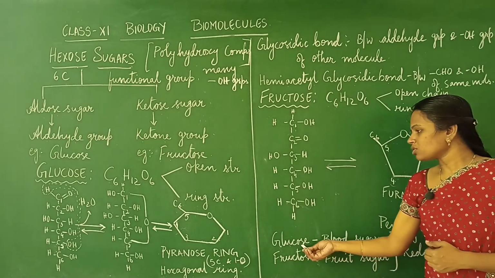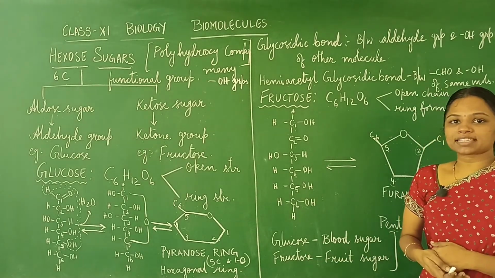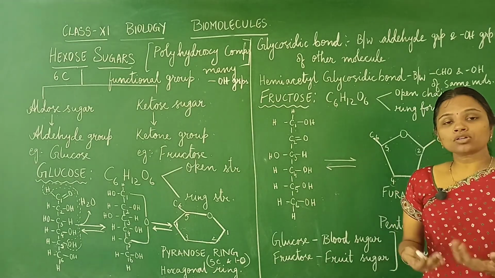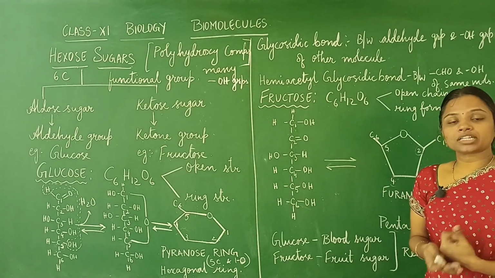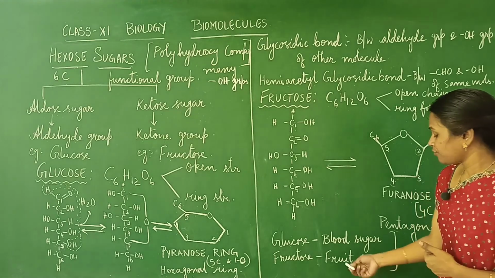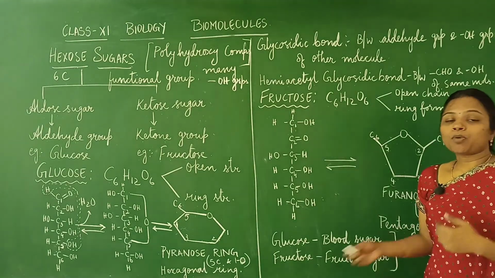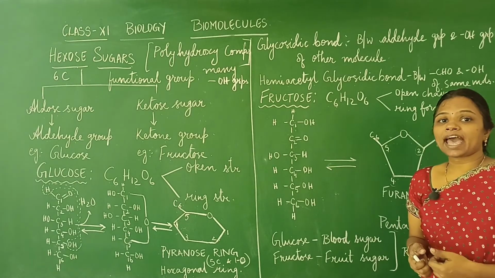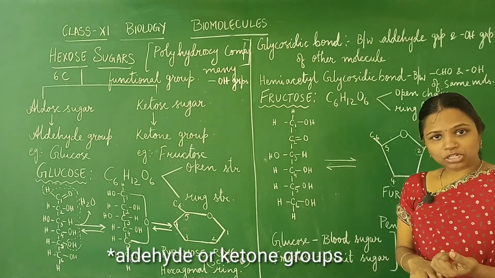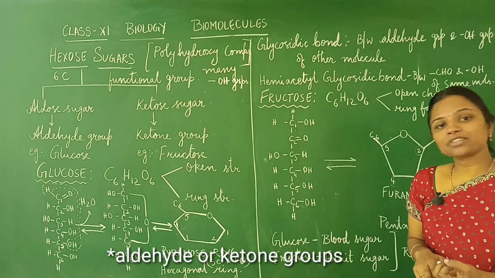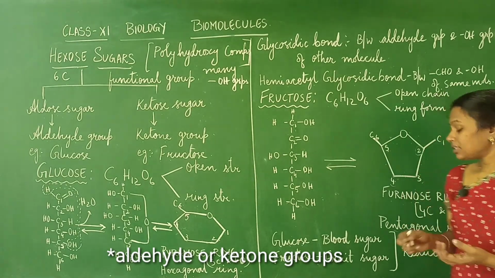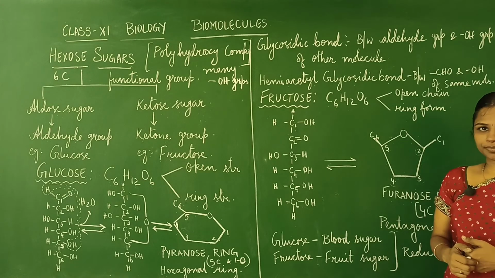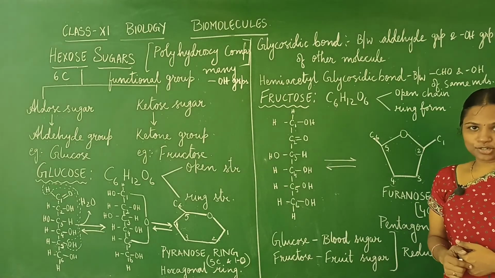Now, glucose is basically commonly called blood sugar, and fructose, as it is available in most of the fruits, is also called fruit sugar. Both these hexose sugars are isomers and they have either the aldehyde group or the ketone group as a functional group. So, they are also very good reducing sugars. Hope you have understood the concept.